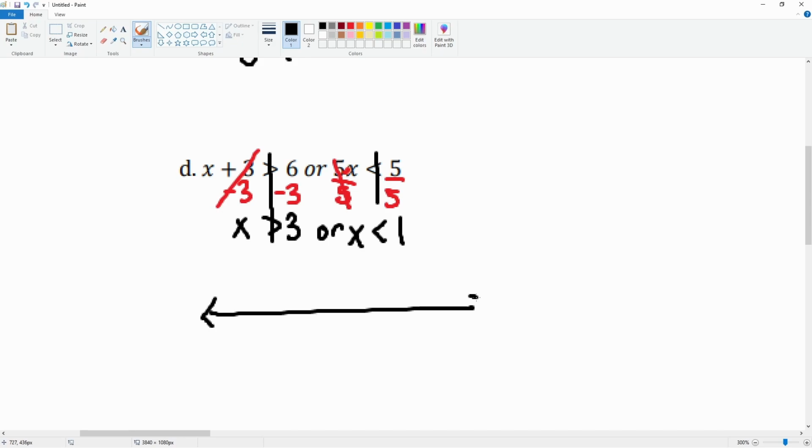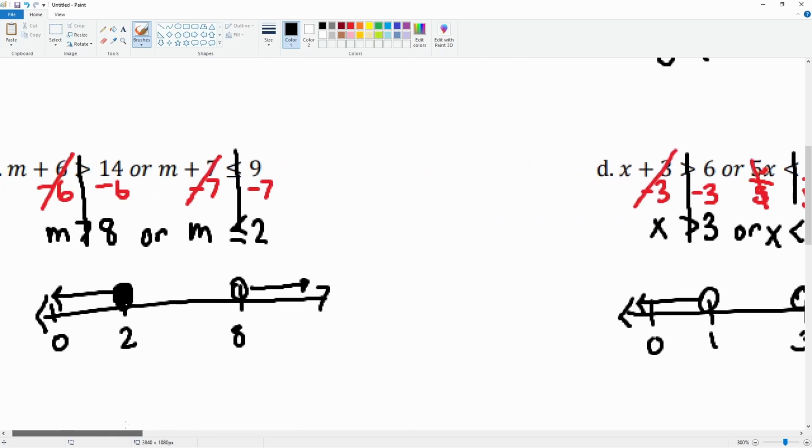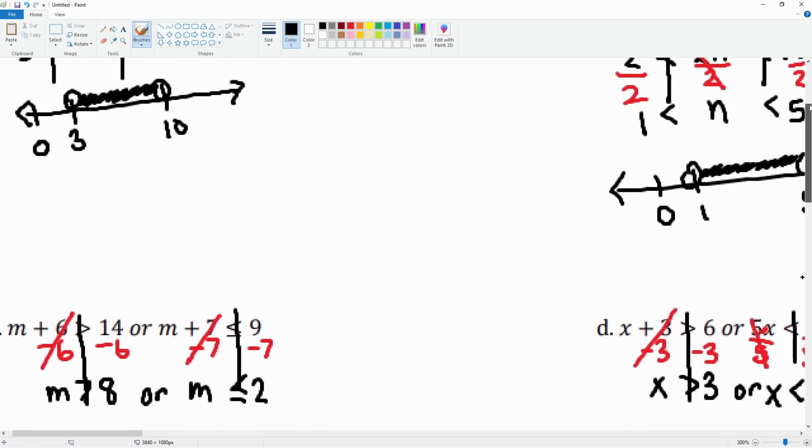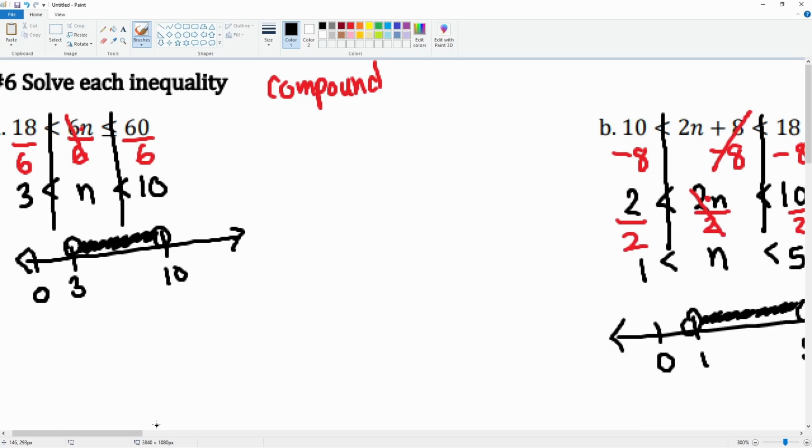So here's the number line, here's the number 1, here's the number 3, here's the number 0. x is greater than 3, here's the open circle on 3, goes all the way to the right. x is less than 1, here's the open circle on 1, goes all the way to the left. So there you go, that is how you solve compound inequalities. You didn't have to graph it, but I graphed it so you can see it as well.